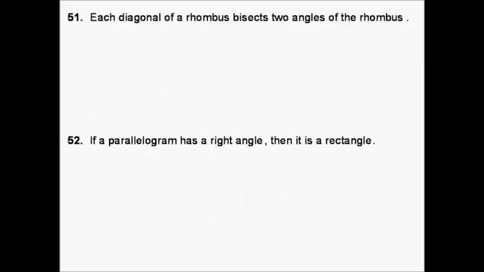Then we have the diagonals of the rhombus. As I come through and make my diagonals, it bisects the angles. So what that means is this angle is going to be the same as that angle, which is the same as this angle, which is the same as that angle. The reason being is this whole angle was the same as that whole angle. So if I cut them in half, each of the halves are all the same as each other.